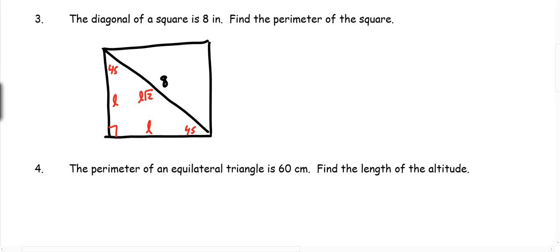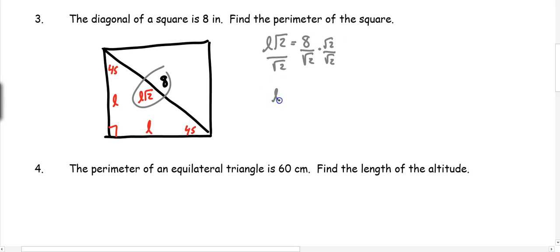So if I know the diagonal is 8, I'm going to set that equal to L root 2 and divide by root 2. Remember, you can't have a root in the denominator, so I'm going to rationalize. I get L equals 8 root 2 over 2. My two numbers can reduce, so L is 4 root 2. So each side of my square then is 4 root 2.